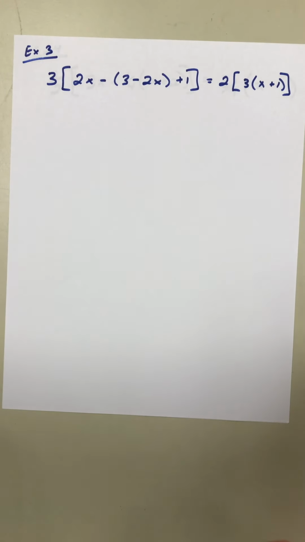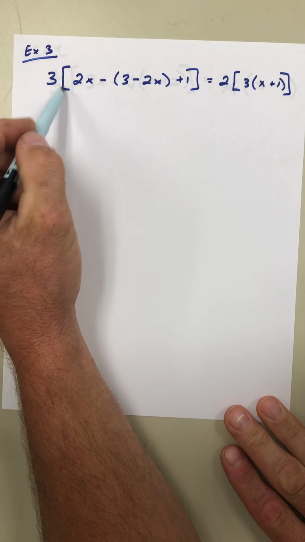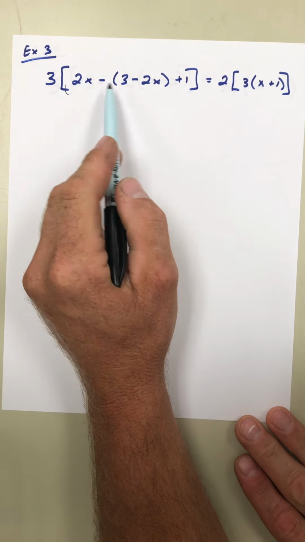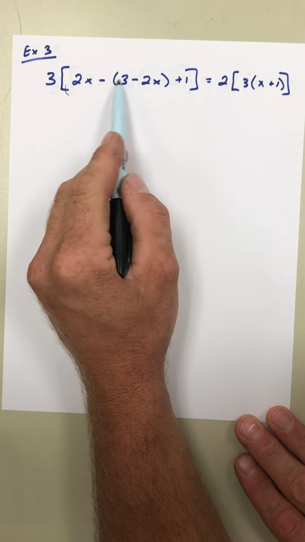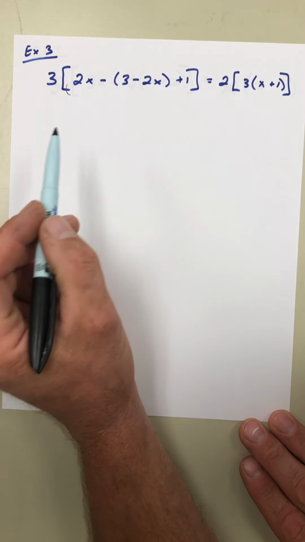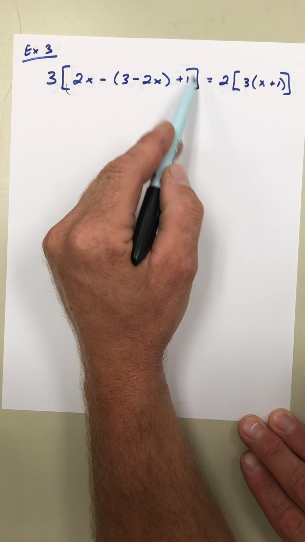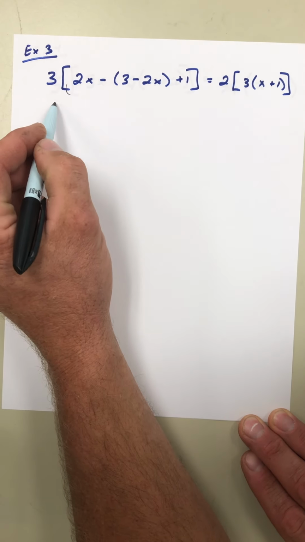In example 3, another similar problem, but we're going to throw in some brackets. Brackets are just fancy parentheses. So you could remove those brackets and make parentheses out of them. It just gets a little more complicated as we have parentheses inside. Once we remove the parentheses inside, I like to change those brackets to parentheses.